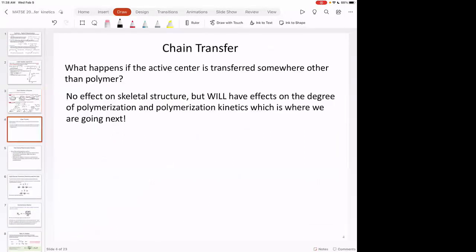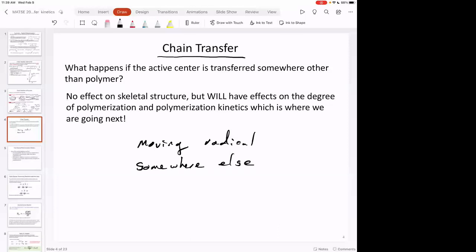All right. So if the active center is transferred somewhere other than the polymer, remember, the key is chain transfer. It's not termination. So you're moving the radical somewhere else. And that's why we call it chain transfer. This is not termination.